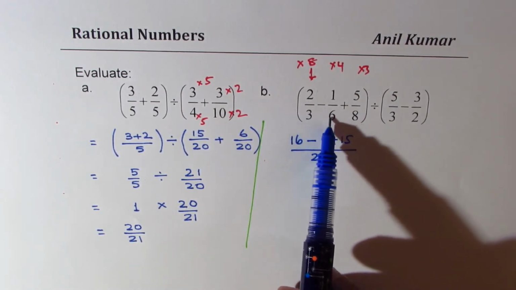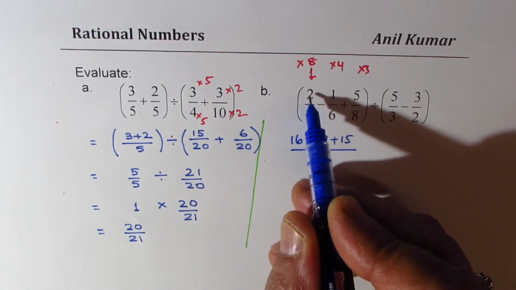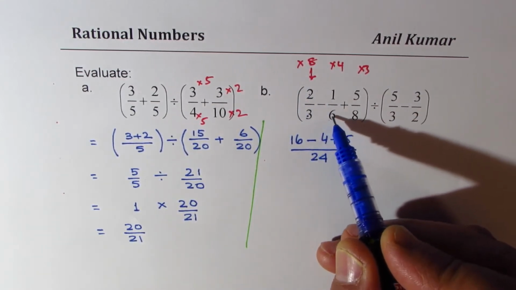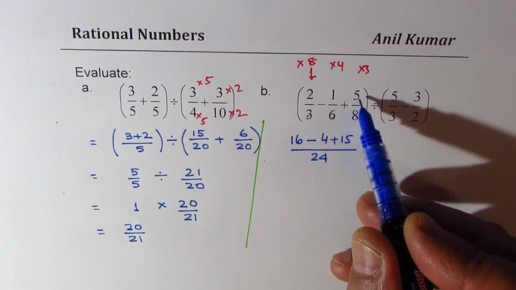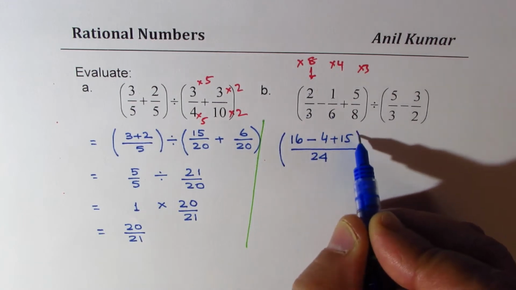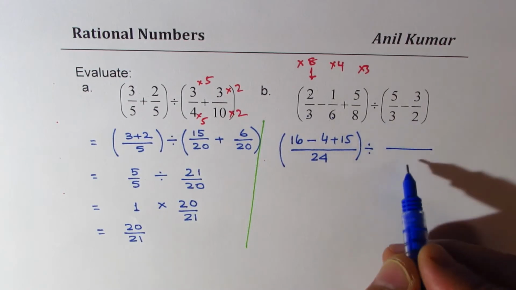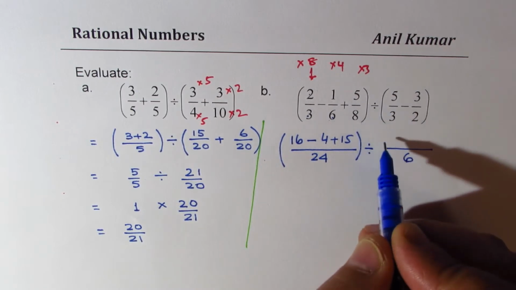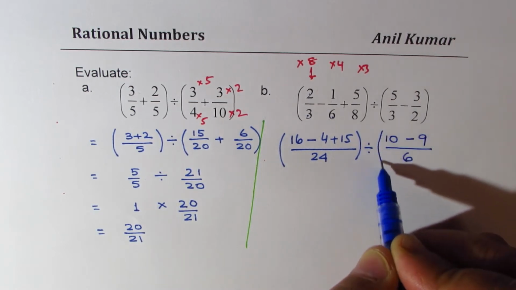So that is how we could actually do it in short. So we have to get 24 in the denominator. So we know 3 times 8 is 24. So we multiplied both numerator and denominator by 8. 8 times 2, 16. 6 times 4 is 24. 4 gets multiplied by 1 also. 8 times 3 is 24. So we'll multiply 5 also by 3. So we get all this, correct? Divided by, here the common denominator is 6, 3 times 2. Now to get 6, I have to multiply both by 2. So it becomes 5 times 2, 10. And this should be multiplied by 3, so we get minus 9. Does that make sense to you?